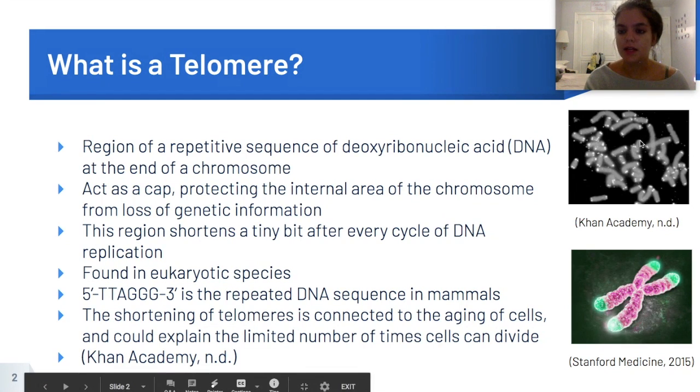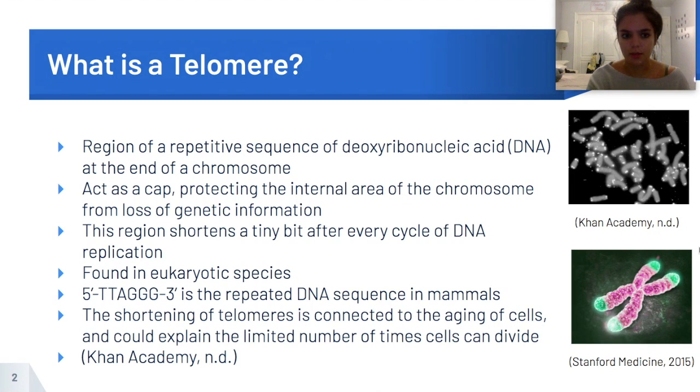And as you can see in this top image over here, the bright white spots at each end are the telomeres, as are the bright green spots in the bottom image. Telomeres protect the chromosome from loss of genetic information. However, the problem is after every cycle of DNA replication, the region shortens a little bit. It's a slow, gradual process, but eventually there will be loss of genetic information.